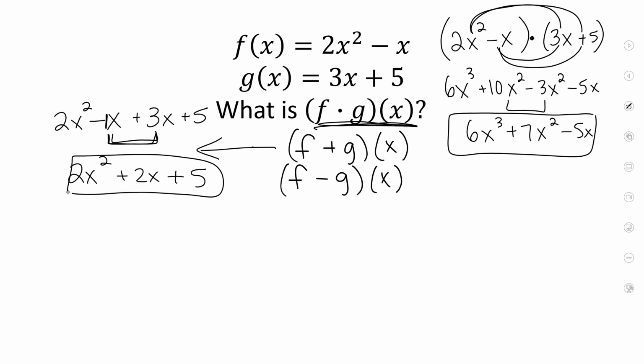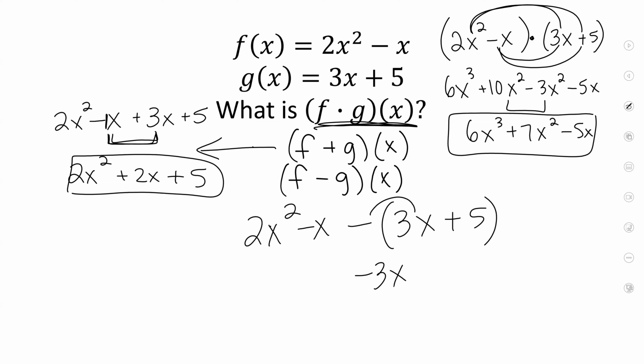Now let's do subtraction. I see a lot of people make mistakes on the subtraction one. We're doing 2x squared minus x, and we are going to subtract the whole entire thing. I see a lot of people just subtracting the 3x and not subtracting the 5. You also have to subtract the 5. Then we're going to bring down the rest.